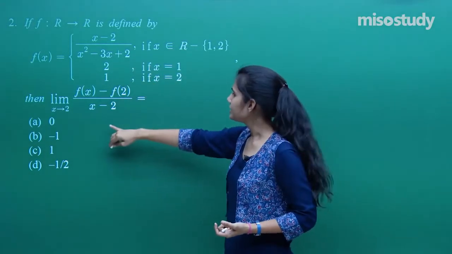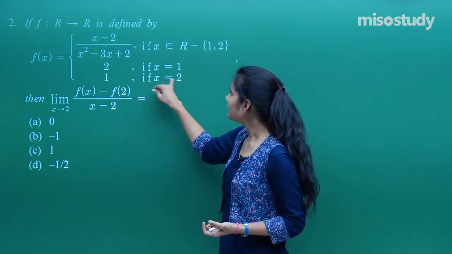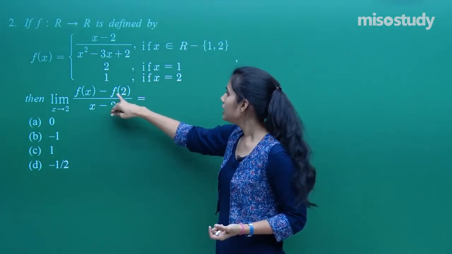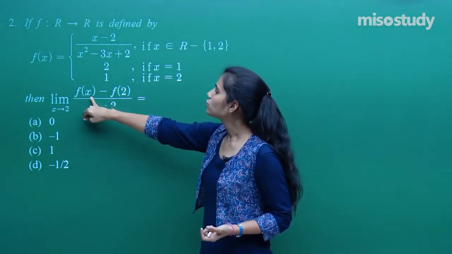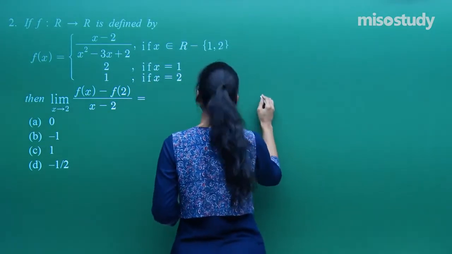If you simplify, see here x is approaching 2, so I cannot take these values. F of 2 I need directly, I am going to plug in 1 over here. I am wanting limit x tends to 2 f of x. Now if you simplify this, what you get, you have x square minus 3x plus 2.